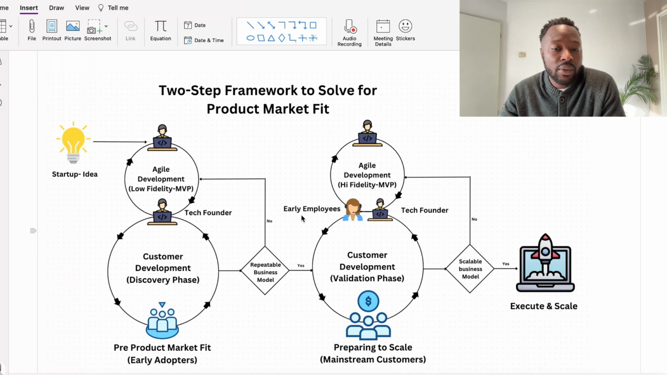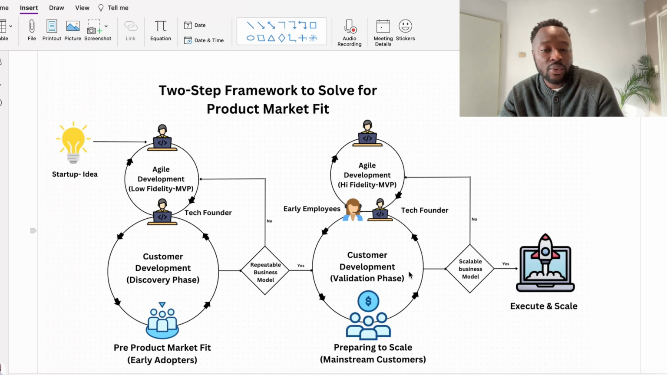It's okay for you to have early employees at this stage who can assist you in the agile development or in the customer development. But like I said, as the tech founder, you are supposed to be involved in both loops, agile development and customer development. Everything being equal, that means you have gone to the market several times, iterating and learning. So you build, learn, and keep iterating.